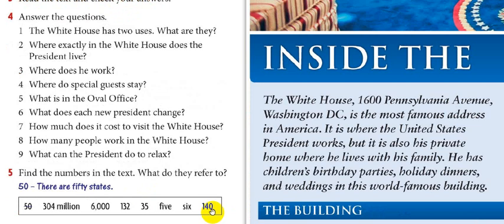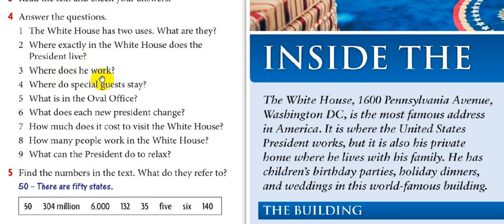Okay, we now come to exercise number 4. Answer the questions. The White House has 2 uses. What are they? There are two uses of the White House: the president works there in the White House, and also it is where the President of America and his family live. The second one, where exactly in the White House does the president live? The president and his family live on the second and third floors. Where does he work? He works in the West Wing, in the Oval Office.